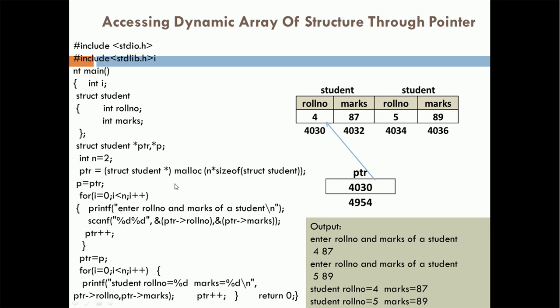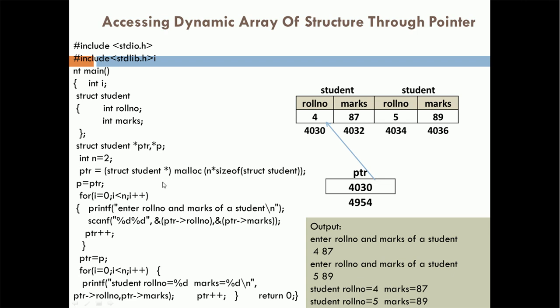The first 4 bytes will be for the first structure variable and the next 4 bytes for the next structure variable. So the total 8 bytes will be reserved, and this will be divided into 2 parts. The first 4 bytes are for the first array element and the second 4 bytes for the second array element, and each array element will be of type struct student. Now this malloc function will reserve 8 bytes and return a void pointer, a nameless pointer which points to the first byte of the reserved space.